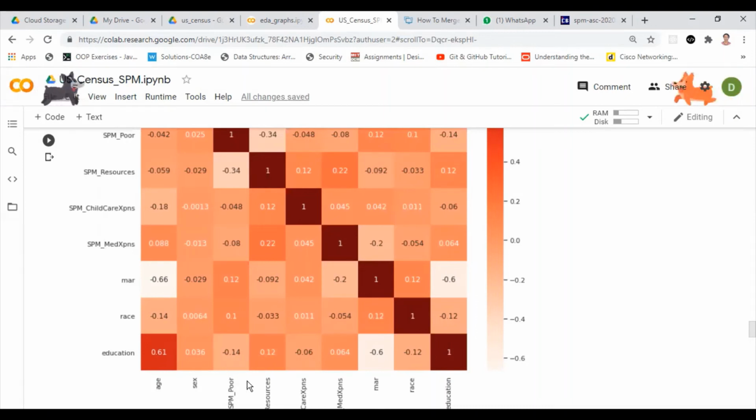And it can also be seen here that there's a negative correlation between education and the SPM poor, that is poverty level, which probably means that as education levels go higher, poverty levels start to come down. And also we can see that there's a positive correlation between race and poverty, which probably means that some of the races like blacks, Hispanics are comparatively poorer when compared to the majority whites.